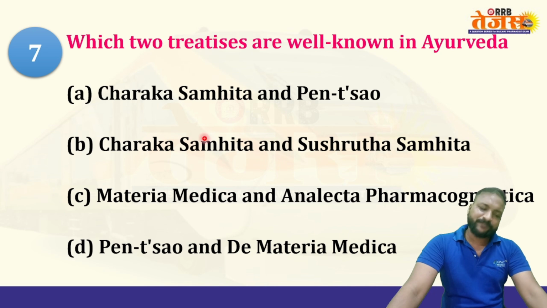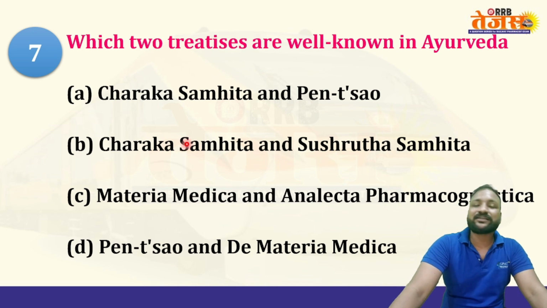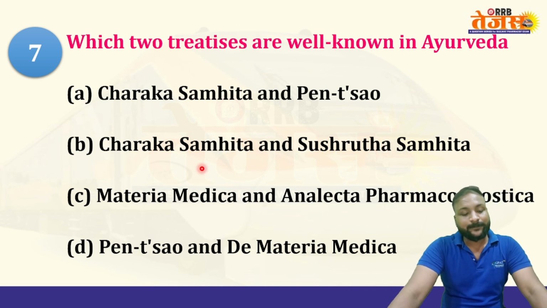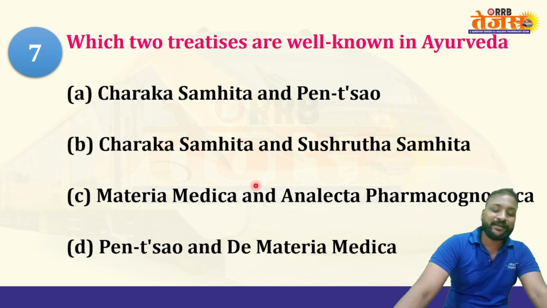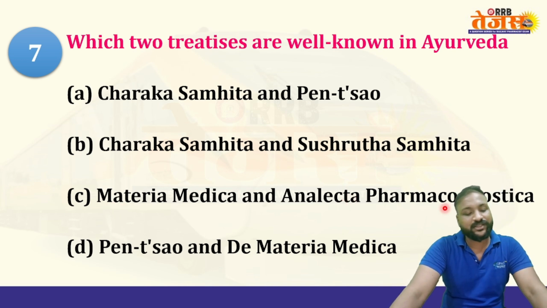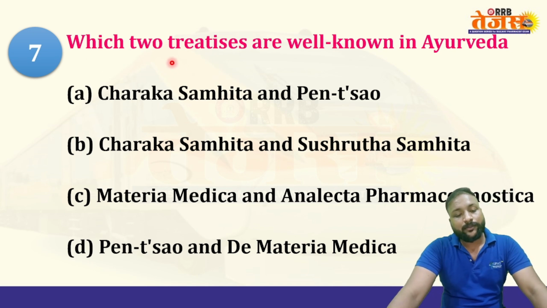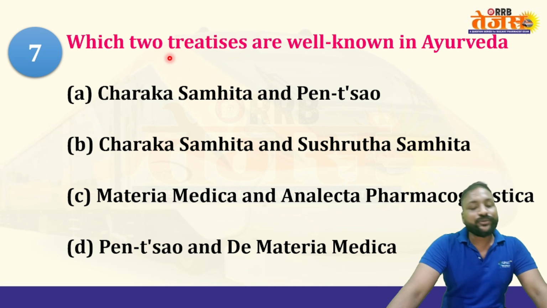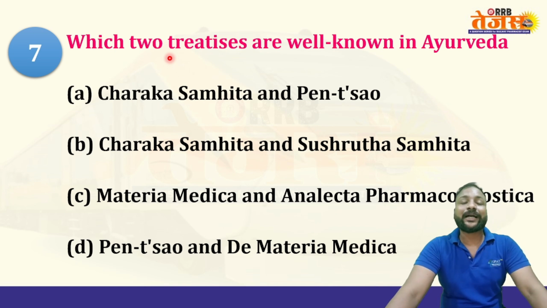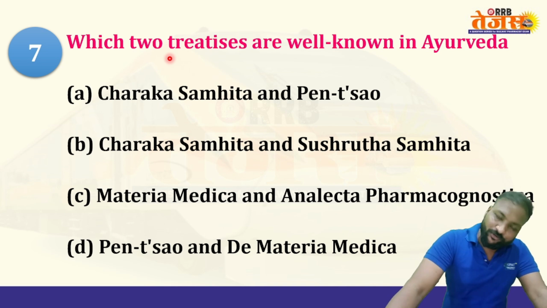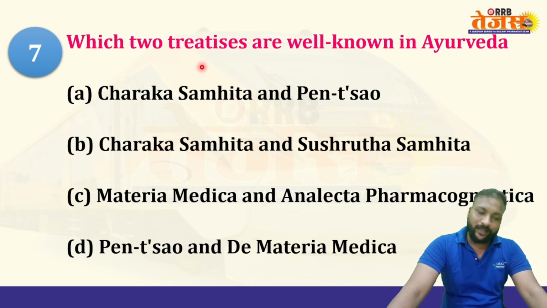Option A is Charaka Samhita and Pentasava, option B is Charaka Samhita and Sushruta Samhita, option C is Materia Medica and Analecta Pharmacognostica, and option D is Pentasava and De Materia Medica. So here, sorry to say, they were asking about the important scriptures or books, not about personalities.